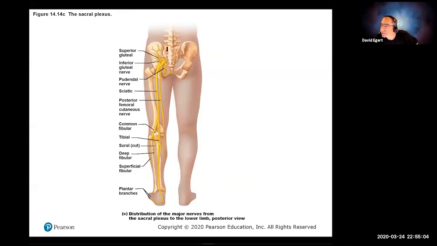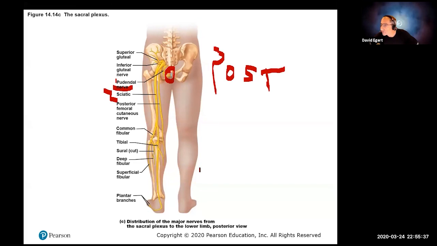So here we see coming out of the sacral region, this big honking thing, the sciatic nerve coming down. This is obviously posterior view. And it splits here, becomes the tibial nerve, which continues down, and this fibular nerve, which goes off to the side. Here we see the pudendal nerve is the little one that's coming here and going into that region.